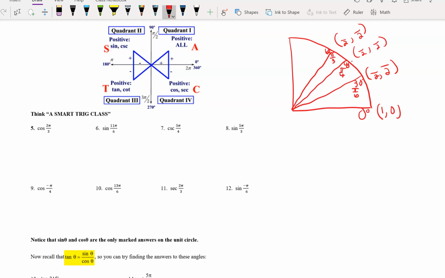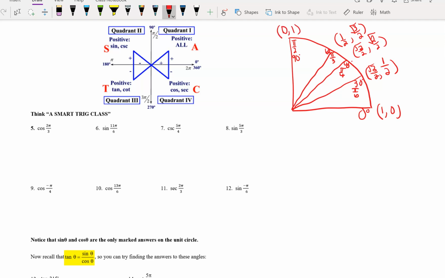All right, and then the sine or the y values just start with 1, then 2, then 3. But the 2 and 3 need roots on them. And then cosine is the opposite. It's 3 with a root on it, then 2 with a root on it, then 1. And then up here, this would be pi over 2, also known as 90 degrees, and that's going to be the point 0, 1.